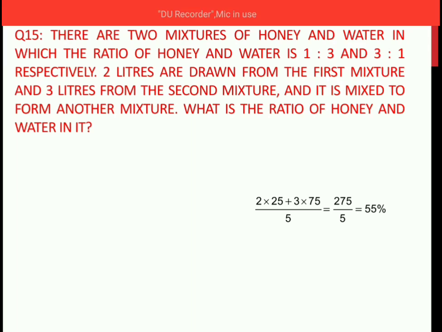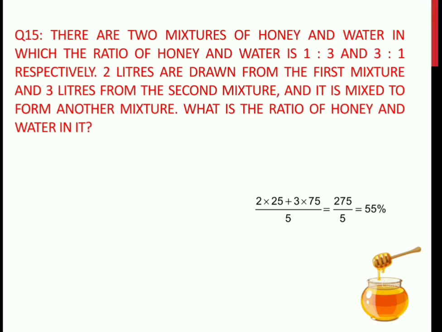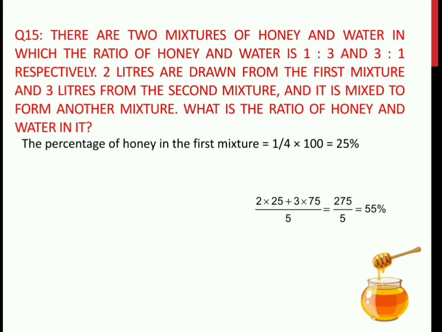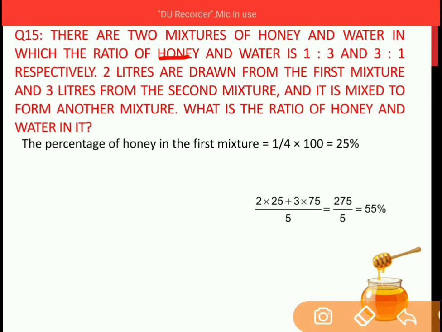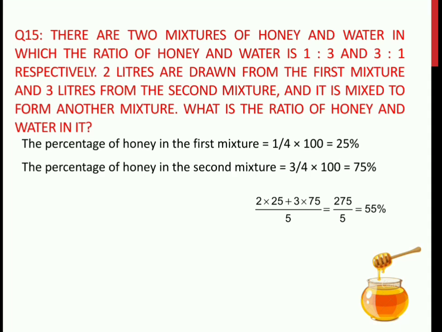The other way is to solve this problem in terms of percentage. Let's say the percentage of honey in the first mixture is 1 by 1 plus 3, that is 1 by 4 of the total vessel, that is 25%. So in the first mixture the ratio of honey to water is 1:3, which means the honey is 25% and the water is 75%. In the second mixture we have honey as 3 by 4 of 100, that is 75%. So in the second vessel we have honey as 75% and water as 25%.